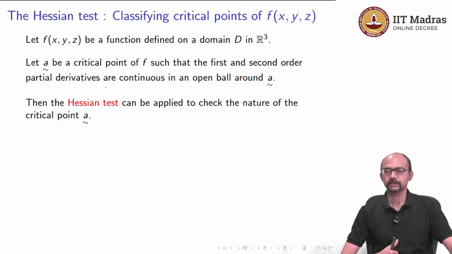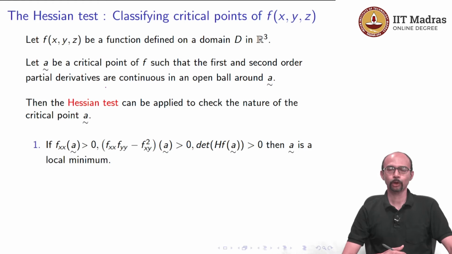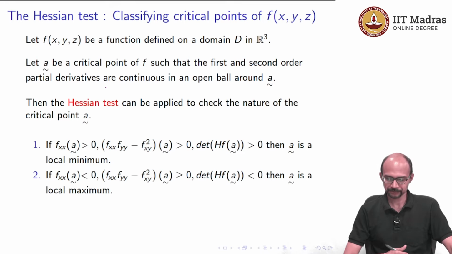And then the test tells us that if the following things happen, then we can classify the critical points. So, if the term f_xx is positive, the term f_xx times f_yy minus f_xy squared, which was the determinant that we used in the 2 by 2 case, at A tilde is positive, and if the determinant of the entire Hessian matrix is positive, then A is a local minimum.